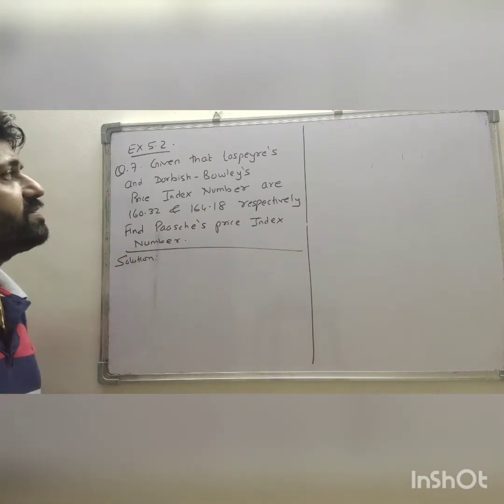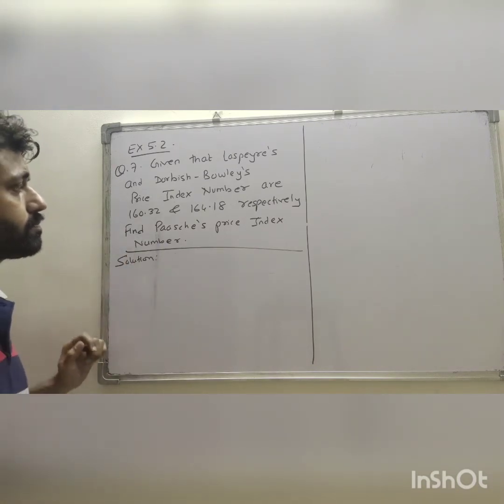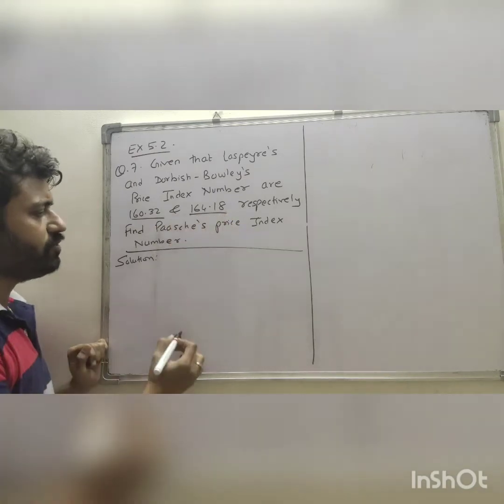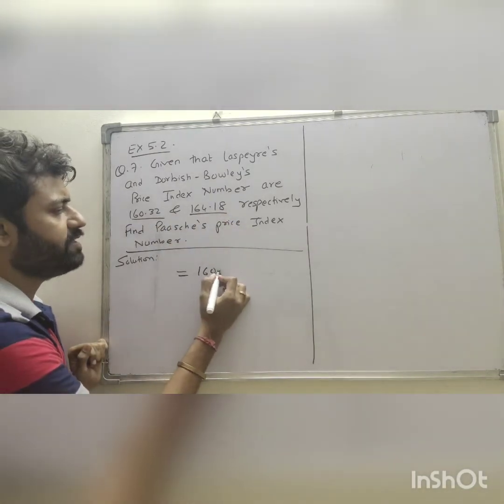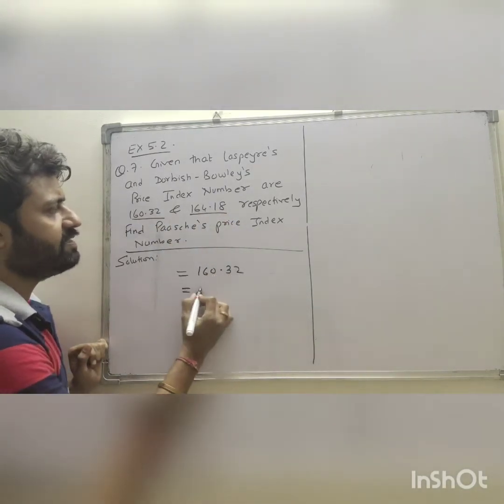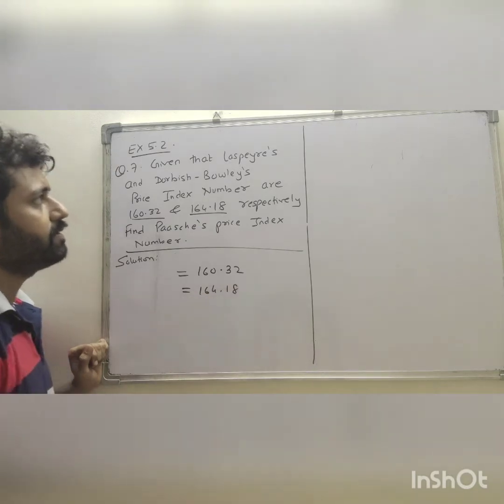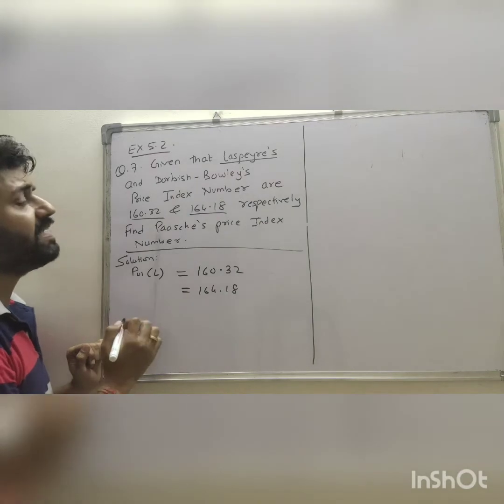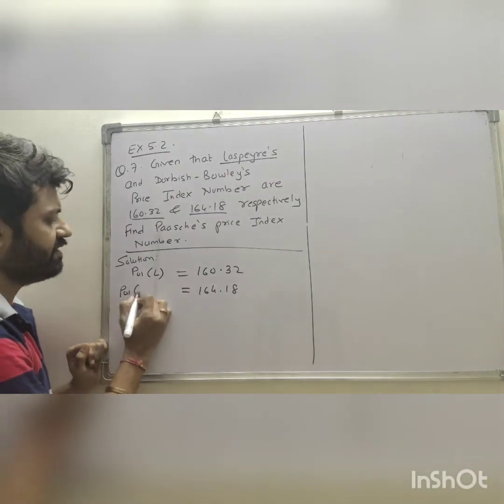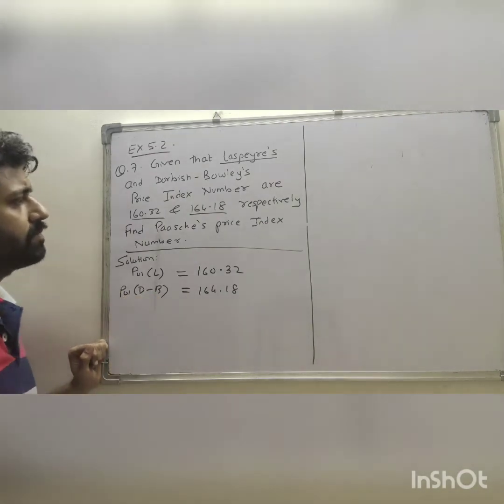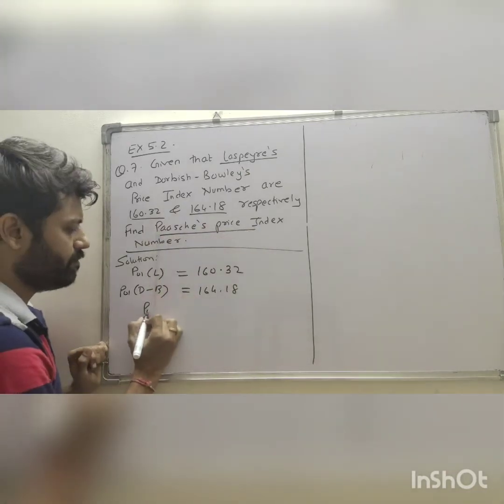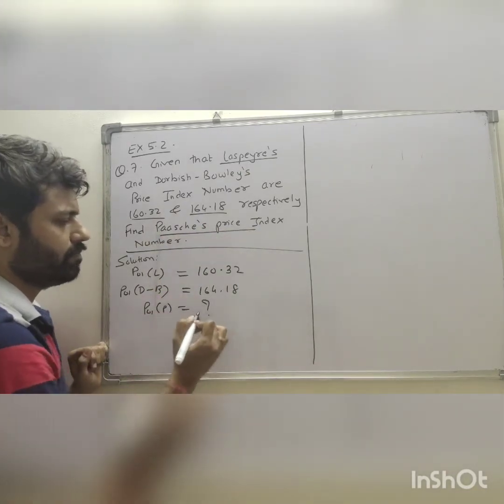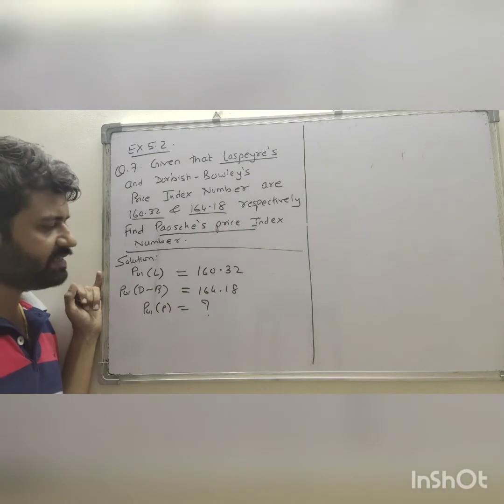Question number 7 from exercise 5.2 has given us two values. One is 160.32, another is 164.18. The first is Laspeyres price index number. The second one is Drobish-Bowley, and they are asking us to find Paasche's price index number.